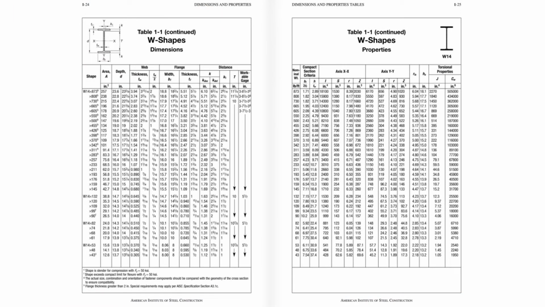So if you take a look at one of the pages out of the W sections in the AISC manual, you can see that for different groups of W14 shapes, for example, here, they all have a T dimension of 10 inches. Down here, this group all has a T dimension of basically 1 7/8, etc., etc.